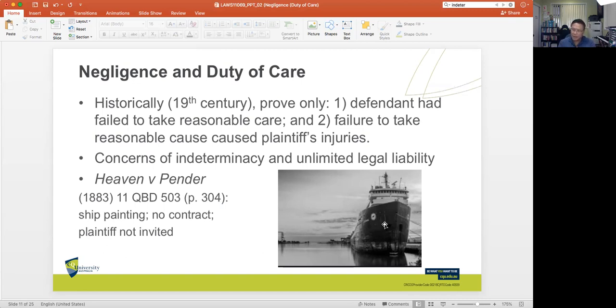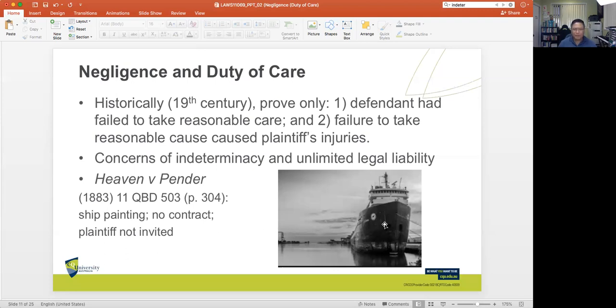So if there was liability, the liability of the ship owner could only happen if the contractor himself had suffered injury. But in this case, it was the plaintiff, a painter who had no privity of contract with the ship owner, who became injured when one of the ropes was cut loose by accident, and he fell and injured himself.